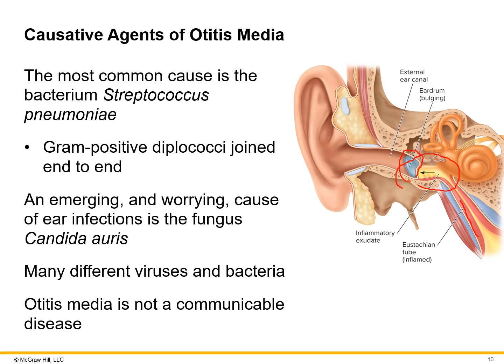Again, pain, pressure. And typically these are going to be caused by a bacteria called Streptococcus pneumoniae, as the name implies. This one's also going to be seen in pneumonia. It's a gram-positive diplococci, so two of them that are joined together. However, there is an emerging and worrying cause of ear infections that's caused by a fungus called Candida auris. So auris for the ear, Candida for the fungal infection. But a lot of different bacteria and viruses definitely can cause them, but it is not communicable. So if somebody has an ear infection, they can't pass that on to another individual.